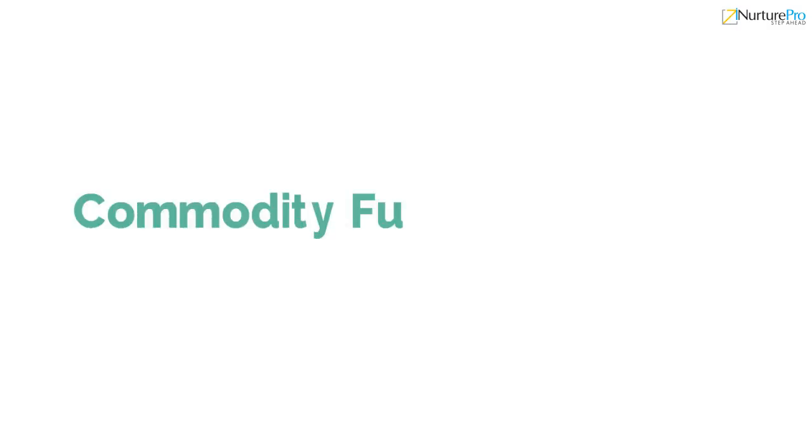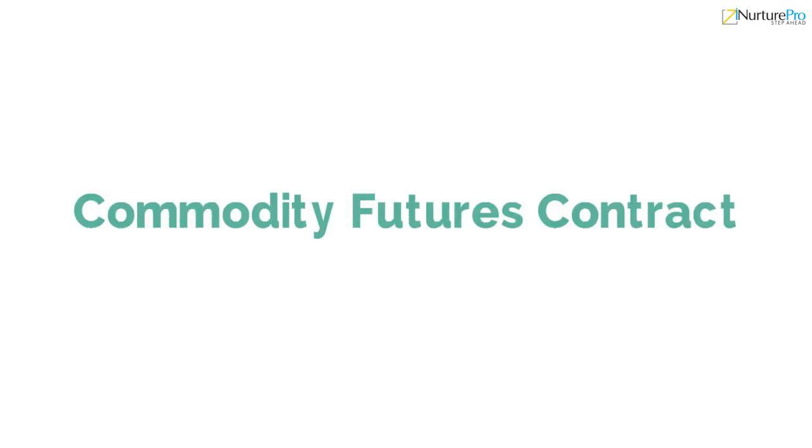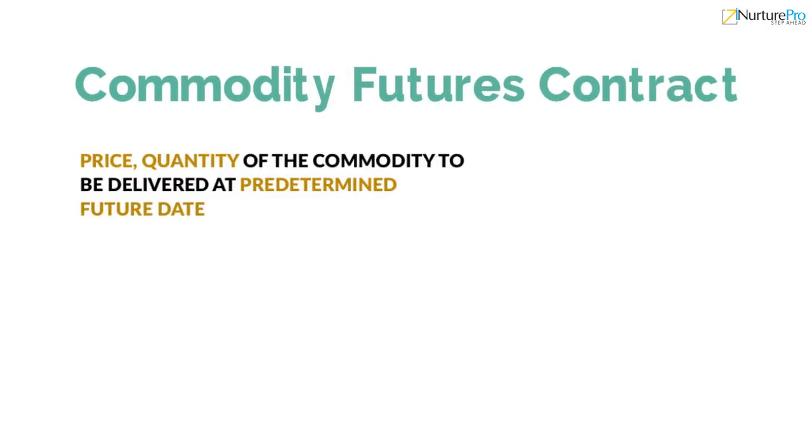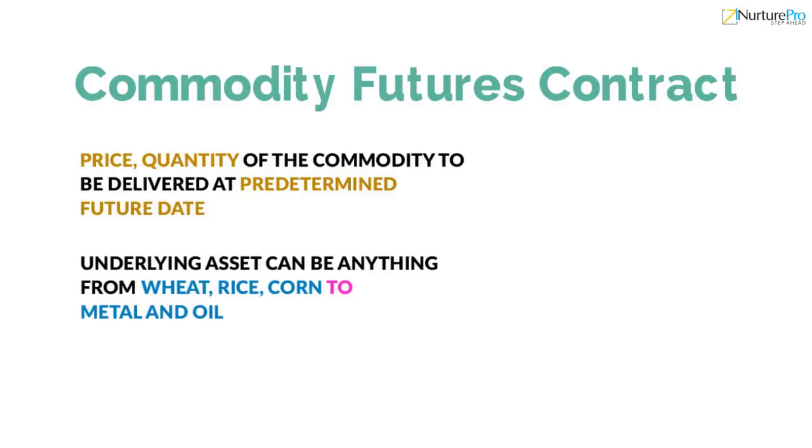In a commodity futures contract, the underlying asset is a commodity. Here, the buyer and seller agree on a predetermined price and quantity of the commodity to be delivered at a predetermined future date. The underlying asset, in this case a commodity, can be anything from wheat, rice, corn to metal and oil.